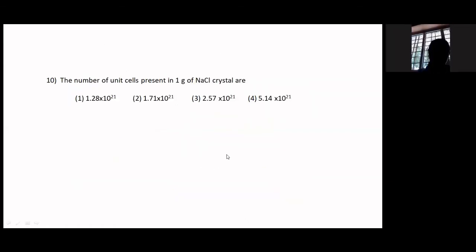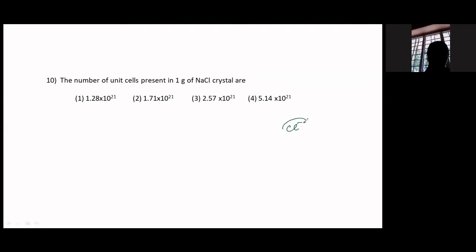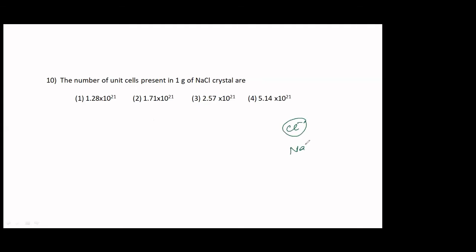Yes. This I want all of you to do. The number of unit cells present in 1 gram of NaCl is. NaCl structure, all of you know. Cl minus forms the CCP array. So Cl minus would be present at the corners and face centers. So Na plus is going to occupy all the octahedral holes. Octahedral holes are present at the edge centers and one right at the center. When you do this, you will get 4 Cl minus ions and 4 Na plus as well.